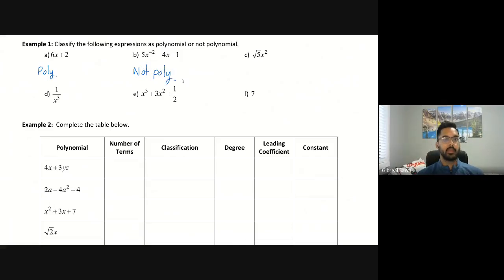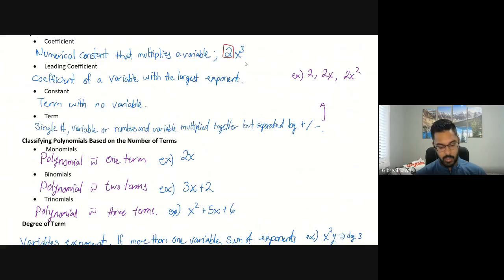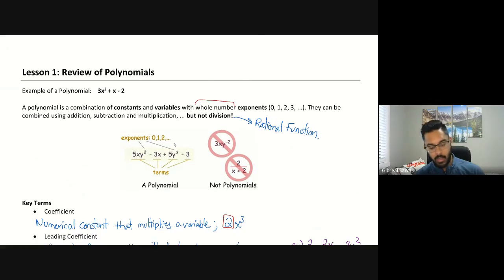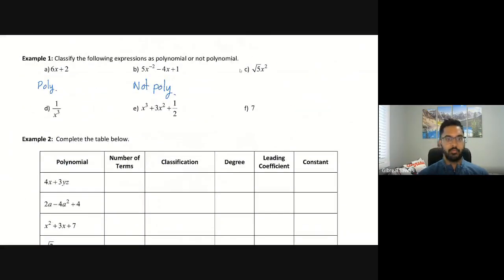For C, we could see that this could be a polynomial function, because if we're looking again at our definition, a combination of constants and variables, whole number exponents, combined using addition and subtraction. So here, that one would be okay as a polynomial, because our root 5, even though that's not a whole number exponent, root 5 could definitely be a coefficient of our x squared. So this one is polynomial. And we can try graphing it as well.